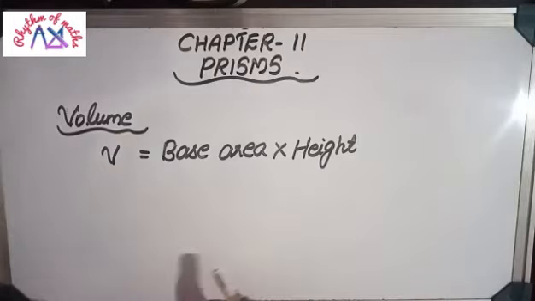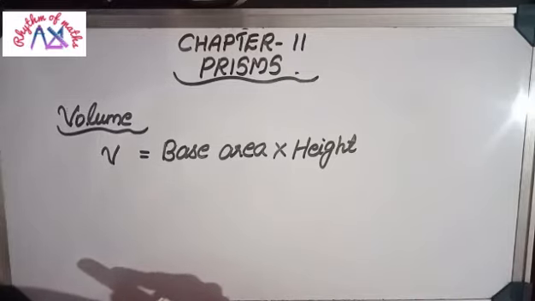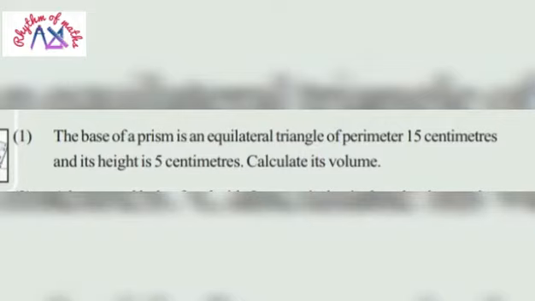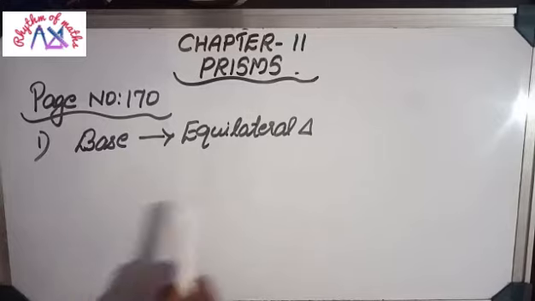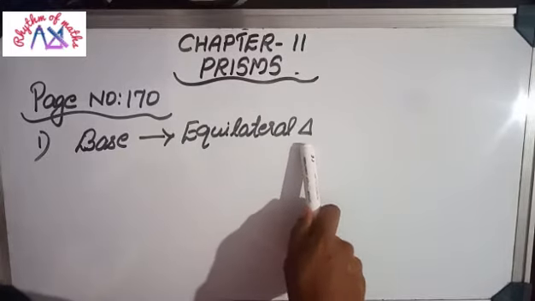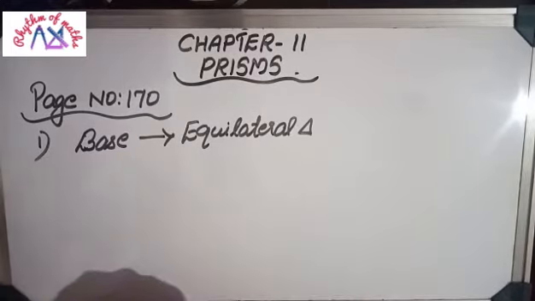Now let's move on to problems. First activity, page number 170. Here is your first question. The base of a prism is an equilateral triangle of perimeter 15 cm and its height is 5 cm. Calculate its volume. In this question we have a prism with a base as an equilateral triangle.